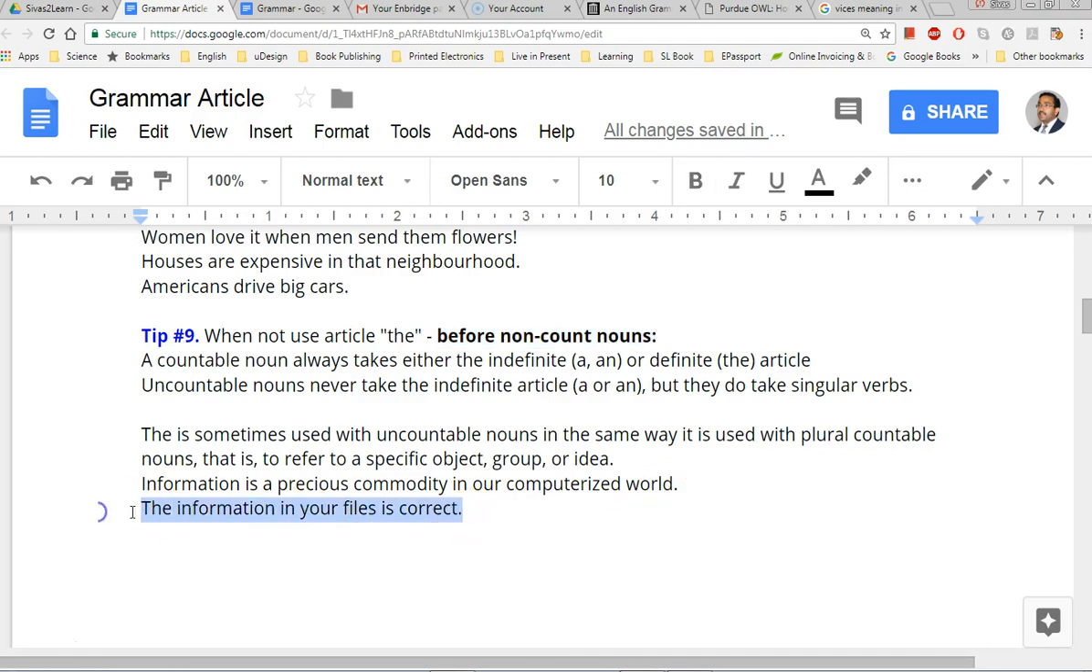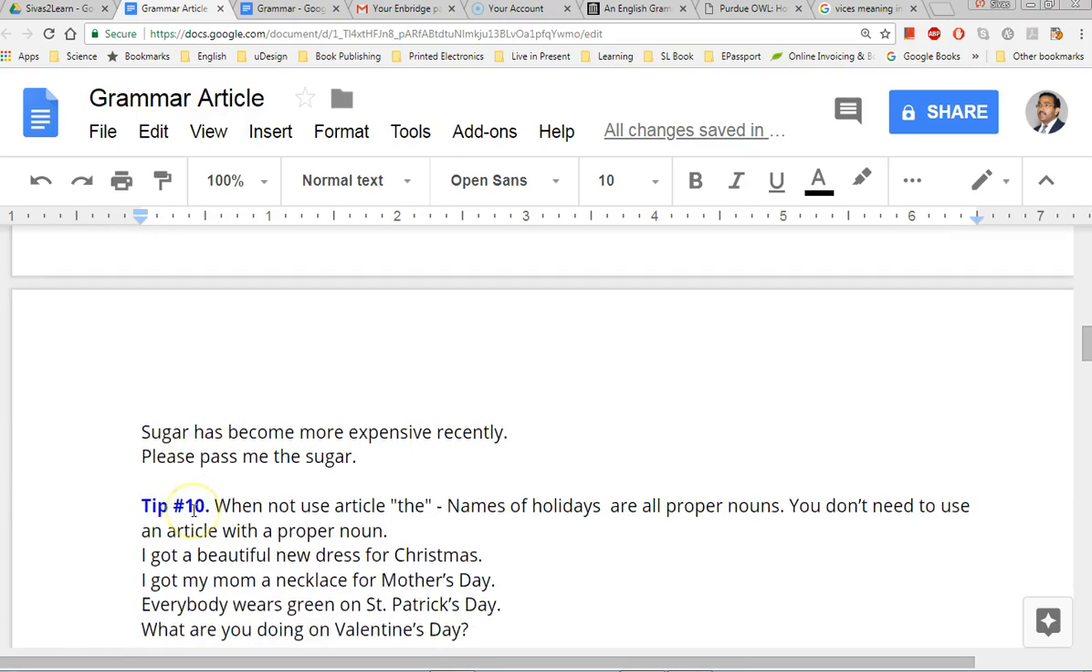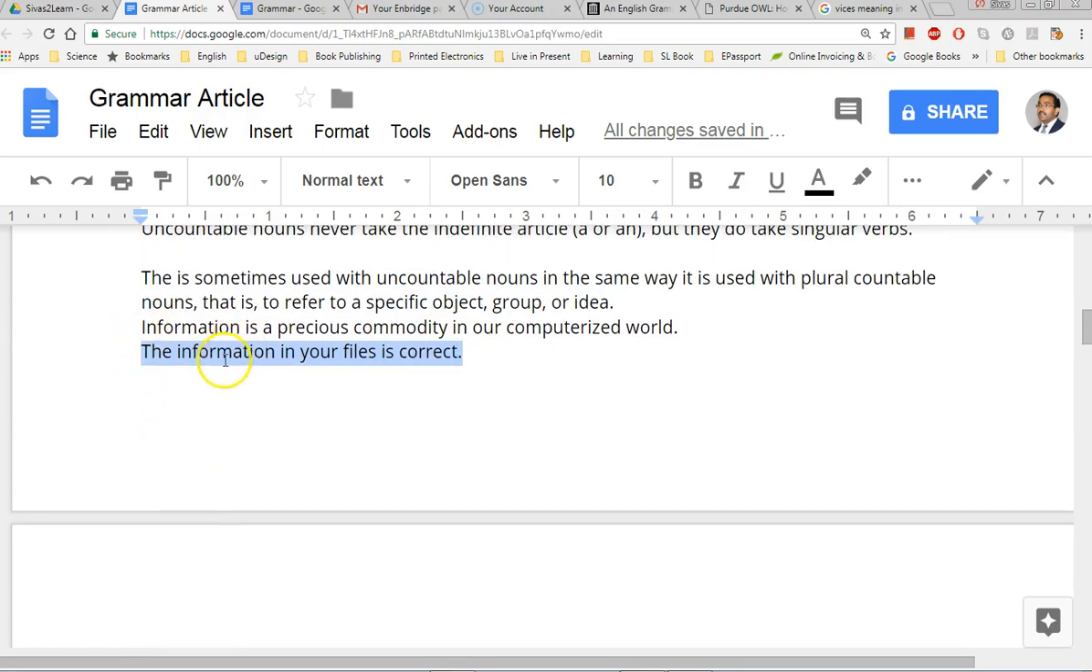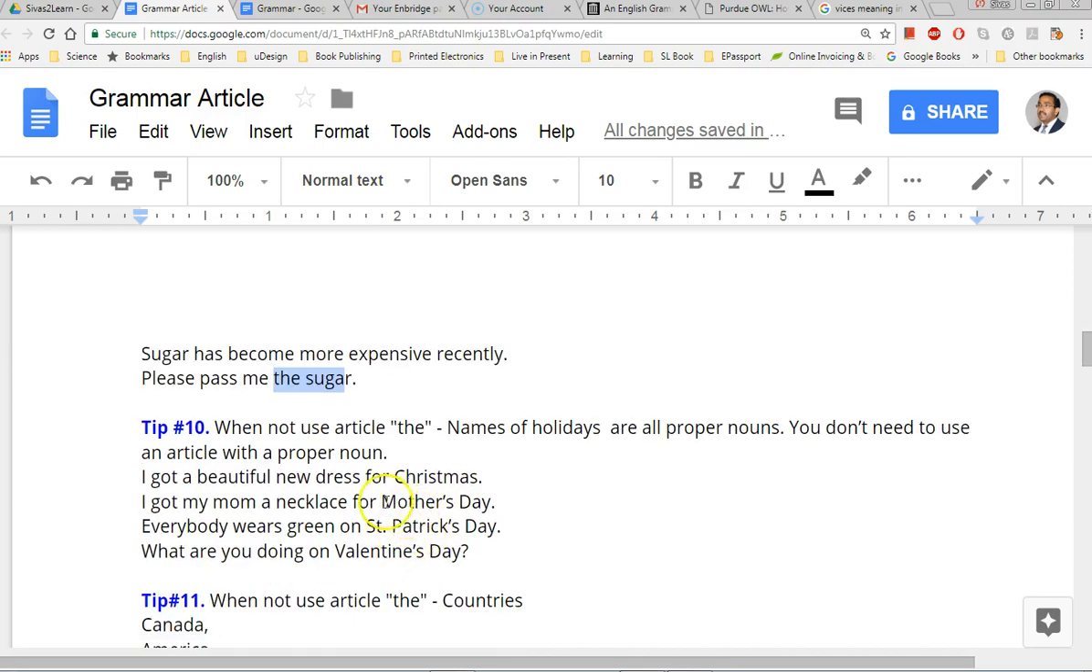But think about this one. This time I'll cover in another section. Okay. You may need the there, because you know what information you are talking about in your file. Okay. Sugar doesn't need an article because you are talking in general. Sugar, an uncountable noun, has become more expensive recently. But please pass me the sugar. You are talking about which sugar you are mentioning, right?